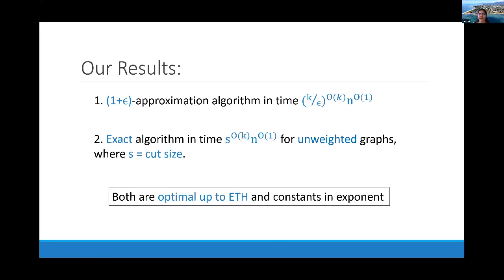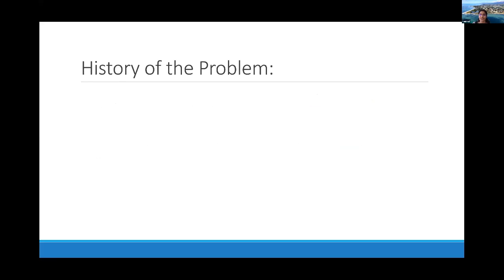Also, our results are both optimal up to ETH and constants in the exponent. Basically, the form of both the functions is the best you can do. But what one can try to improve is the polynomial factors or the constants in the exponents. Okay, so now let's briefly look at the history of the problem.